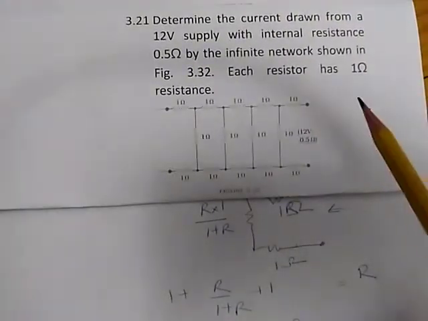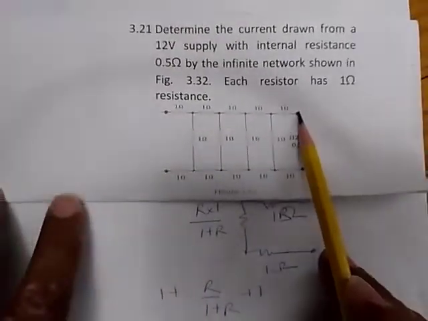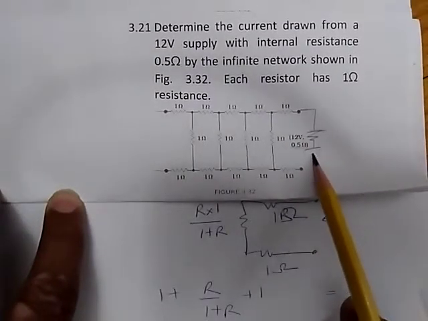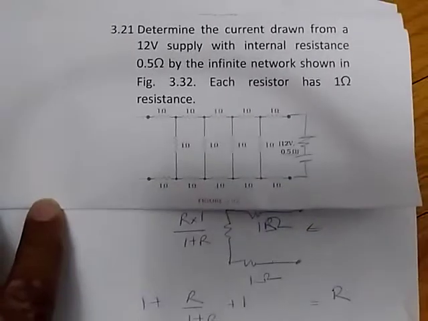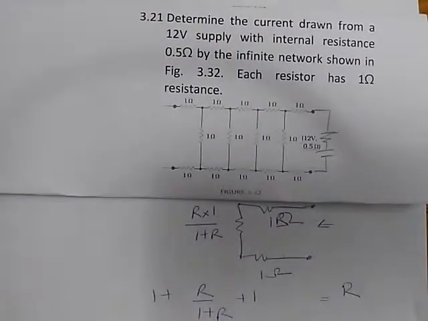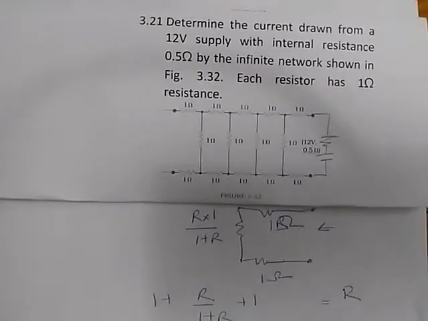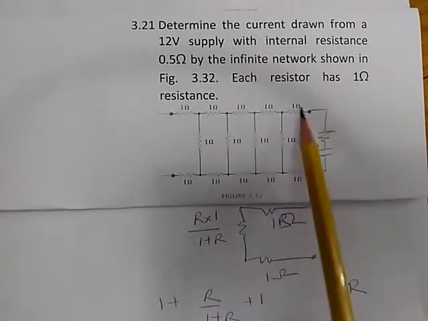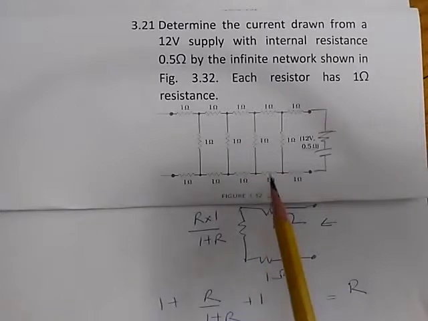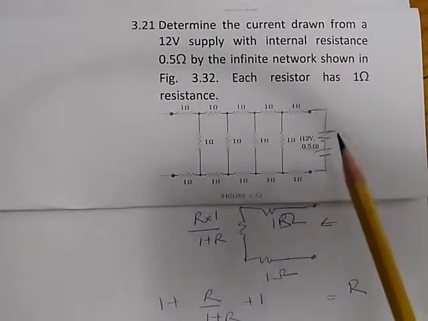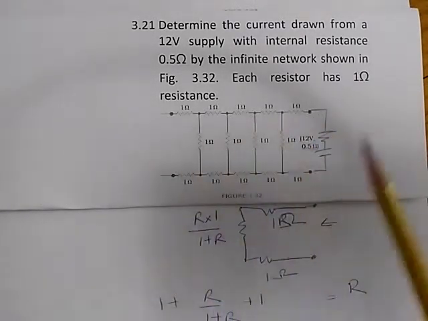So we will complete this circuit something like this: create a resistor and then a power supply like this. Each resistor, and there is an infinite network, 1 ohm, 1 ohm, 1 ohm, then again 1 ohm, 1 ohm, 1 ohm, 1 ohm, and then it keeps on extending to infinity. In this case, how much is the current drawn from this circuit?